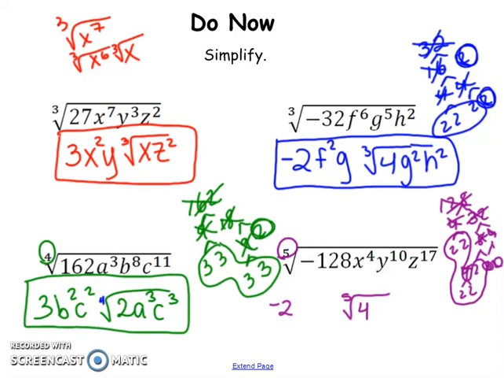X to the 4th is less than the index, so it stays inside. 10 divided by 5 is 2, so y squared. 17 divided by 5 is not going in evenly, so we bring it down to 15. 15 divided by 5 is 3. And then we're left with 2 on the inside.